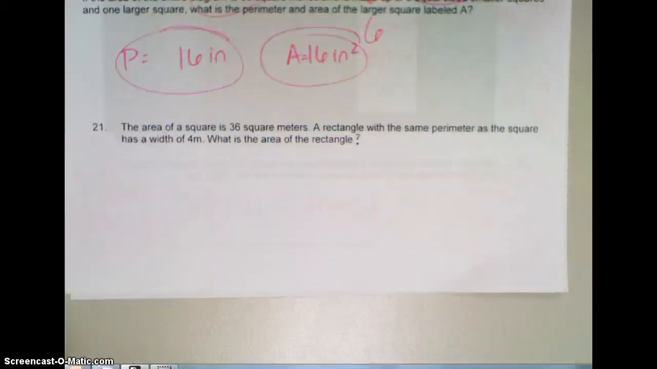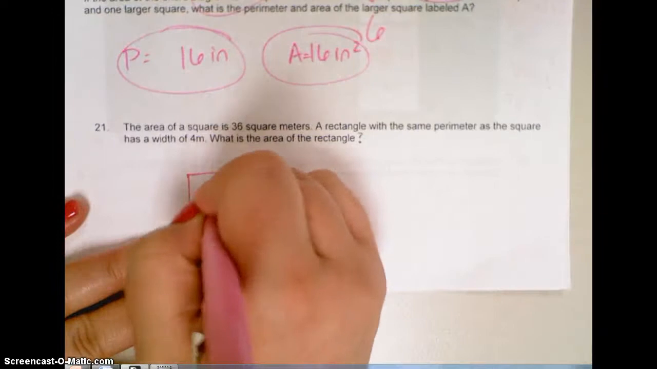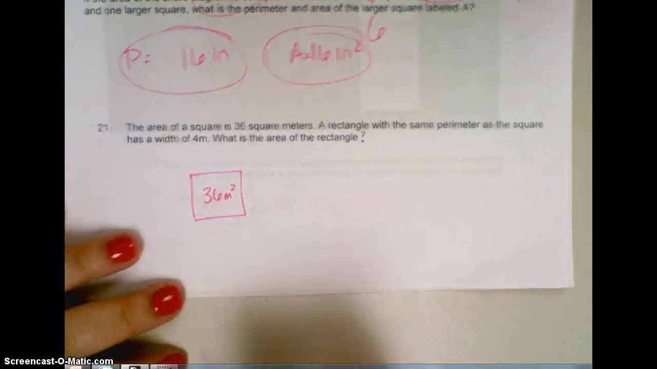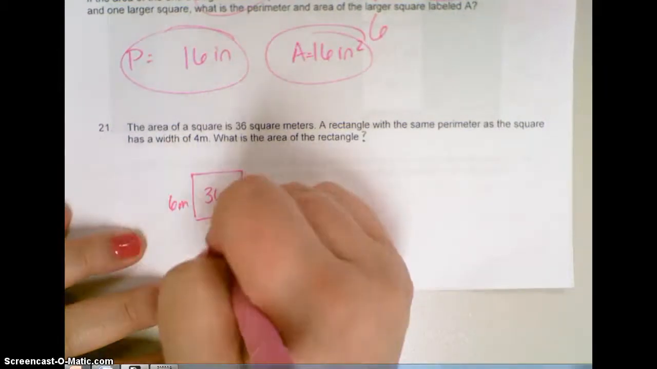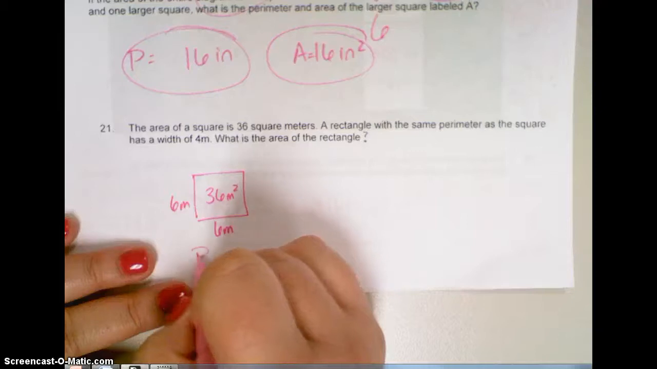The area of a square is 36 square meters. A rectangle with the same perimeter as the square has a width of 4 meters. What is the area of the rectangle? Okay, so my square has 36 square meters, and it's a square, so I know that my side lengths are the same. So what times what equals 36? It's going to be 6 and 6. Okay, so if it's a square, 6 times 4 is going to give me my perimeter, correct?